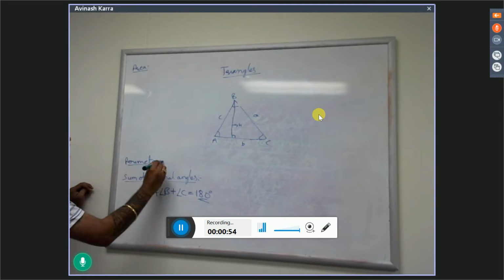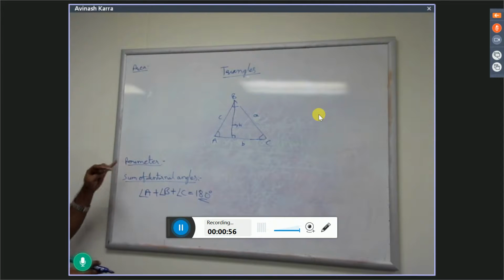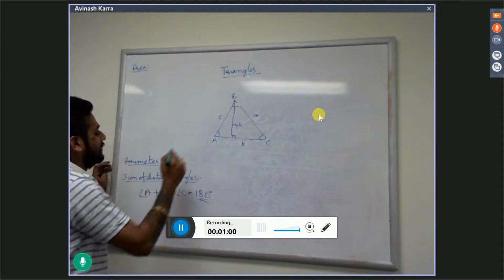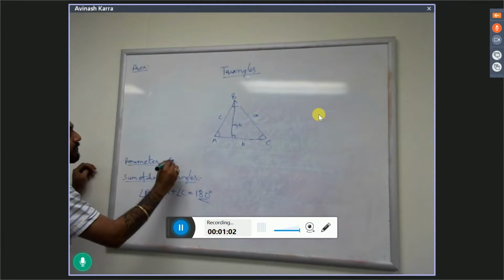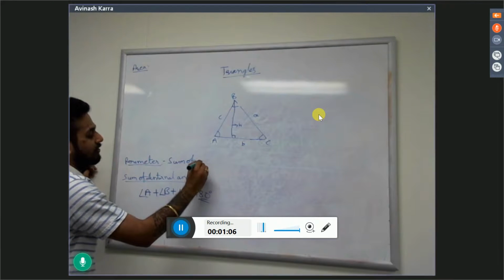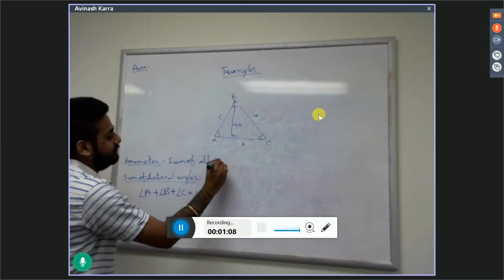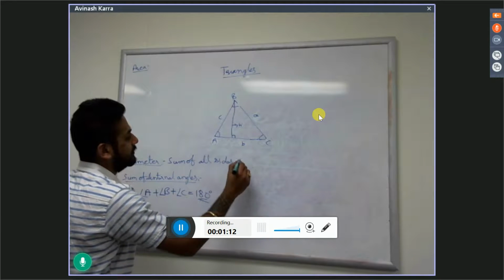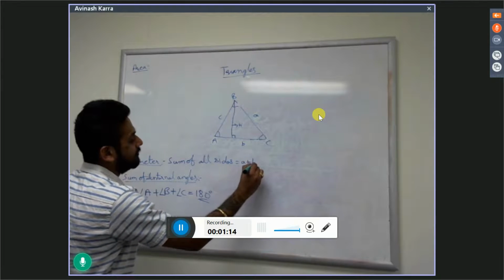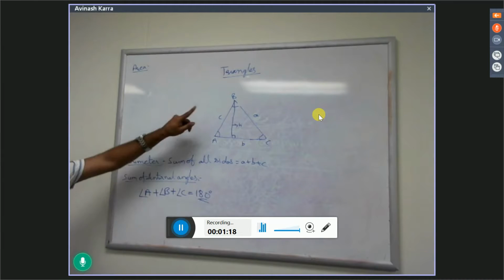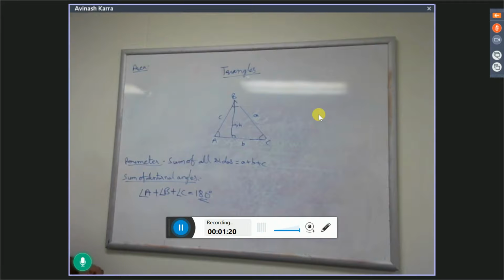The next point you need to remember is the perimeter of the triangle. The perimeter of the triangle is equal to the sum of all sides, which is nothing but A plus B plus C. I'm considering this with respect to triangle ABC.